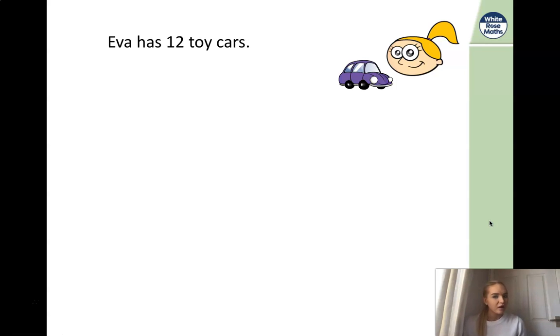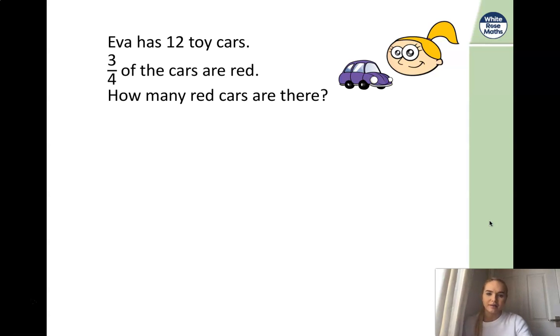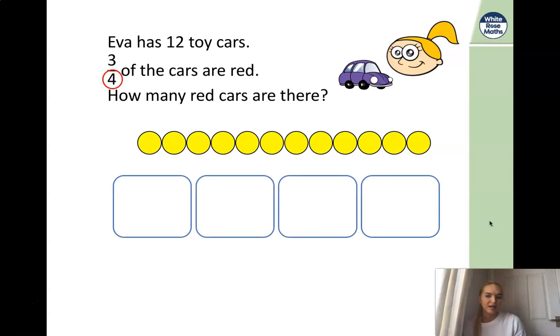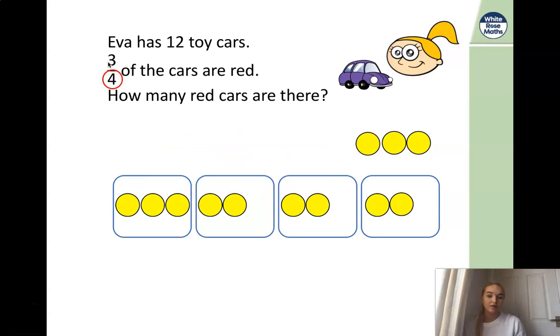Eva is back with her toy cars, but this time 3/4 of them are red. We want to know how many red cars there are. So like yesterday, we're going to lay out our 12 toy cars, and we're going to still look at our denominator to know how many groups we're going to need, because we're going to need 4 groups. Now before we even think of the numerator, because it's slightly different to yesterday, we're going to split our 12 toy cars, or our 12 counters, into 4 groups.